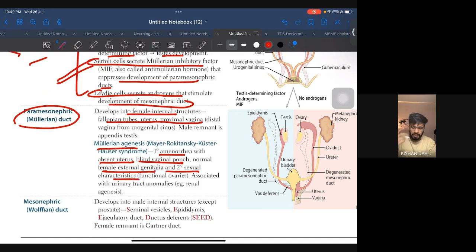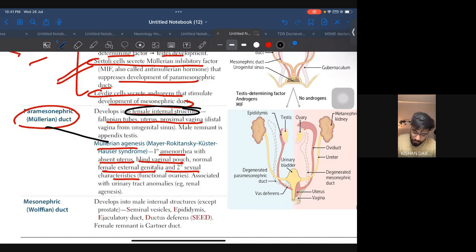Now see, Mullerian duct जो है, paramesonephric duct, they are all responsible for forming internal structures. External नहीं, internal. Okay, so keep this in mind. And if there is an agenesis of Mullerian duct, female external development will be normal, secondary sexual characteristics will be normal, but internal structures नहीं रहेंगे.